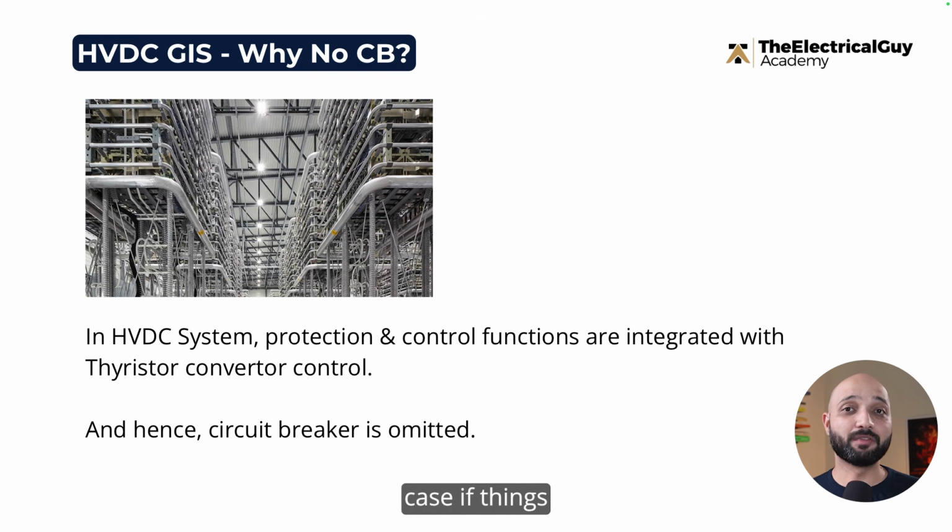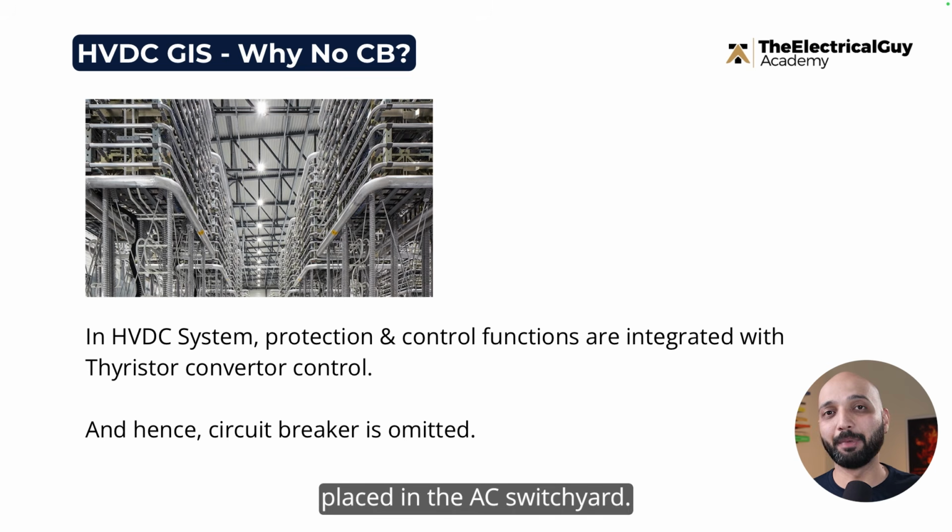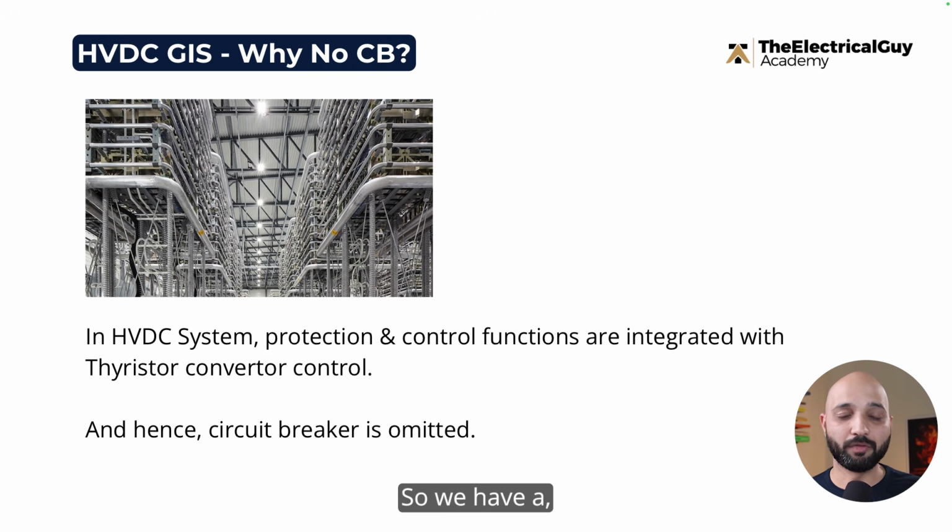And in case things go wrong, we still have the circuit breaker placed in the AC switchyard. So we have a circuit breaker after the converter transformer and before the converter transformer as well. So those circuit breakers can be operated, and the DC systems can be delinked. And that's why in a DC switchgear you will not find a dedicated circuit breaker.